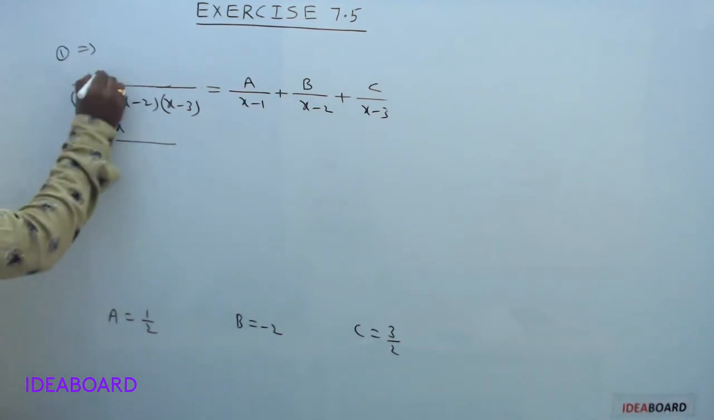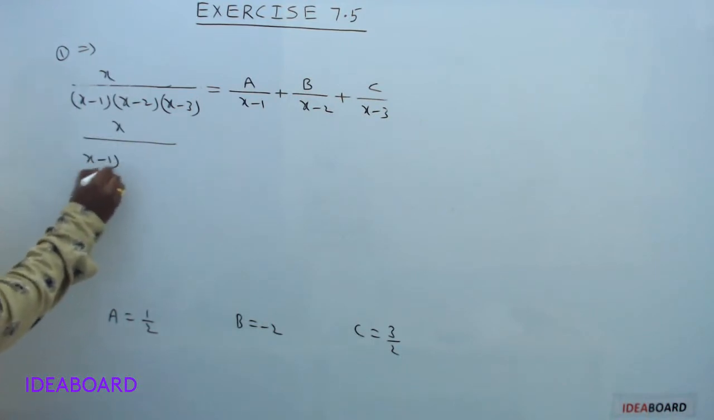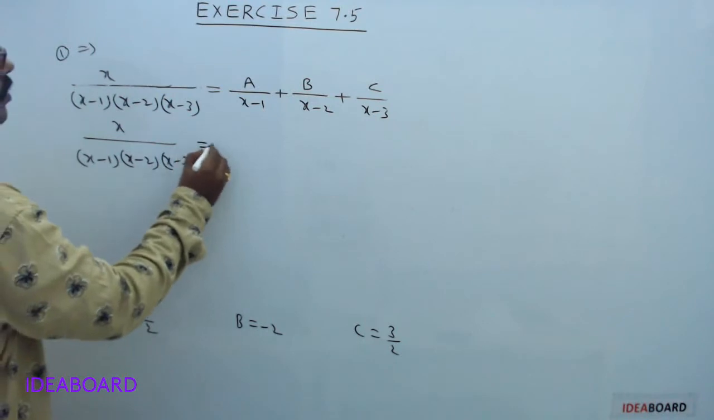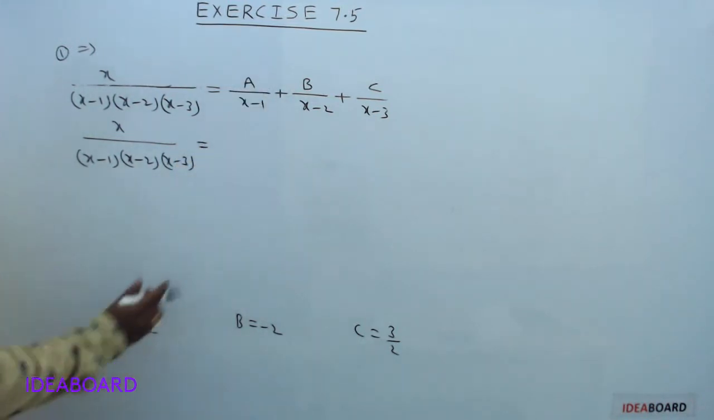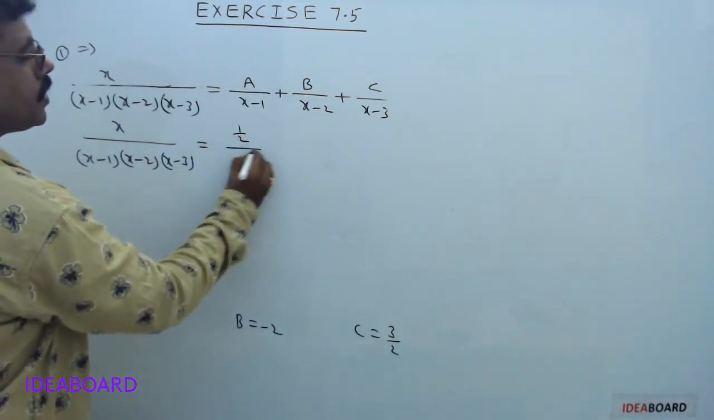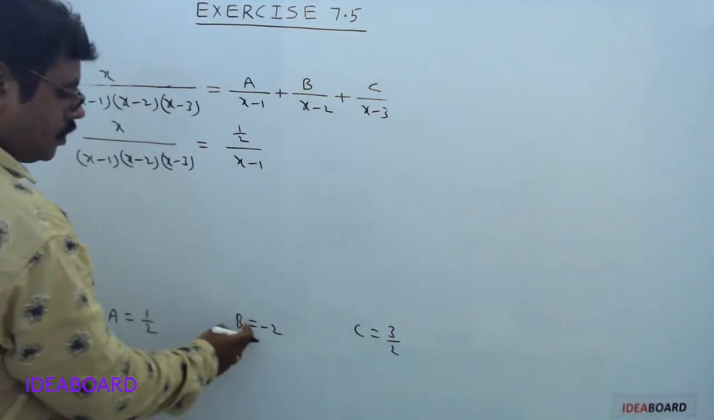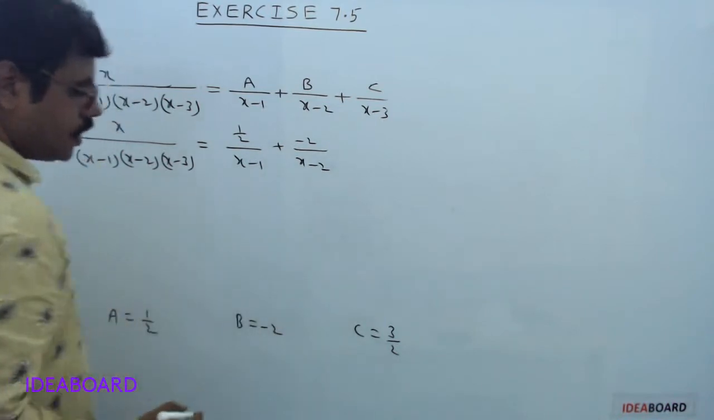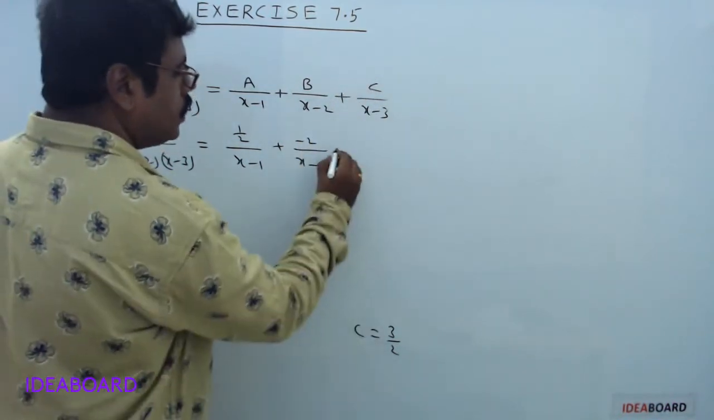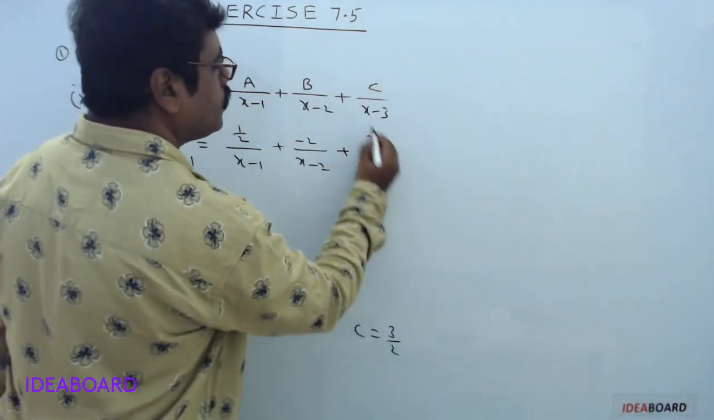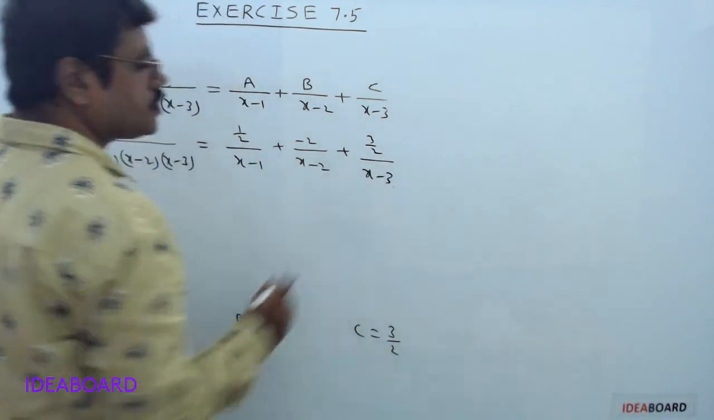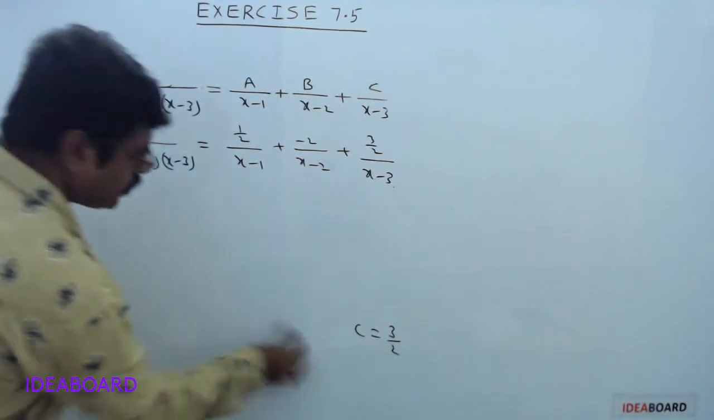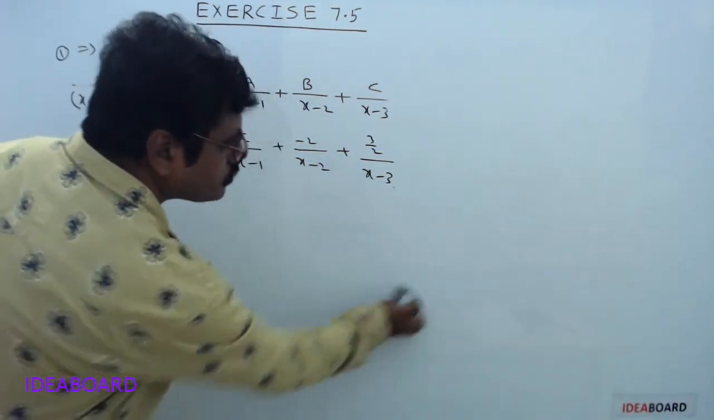So x divided by x minus 1 into x minus 2 into x minus 3 equals a. What is the value of a? 1 by 2 divided by x minus 1, b value minus 2, minus 2 divided by x minus 2, then c value 3 by 2 divided by x minus 3. Next, integrating on both sides with respect to x.